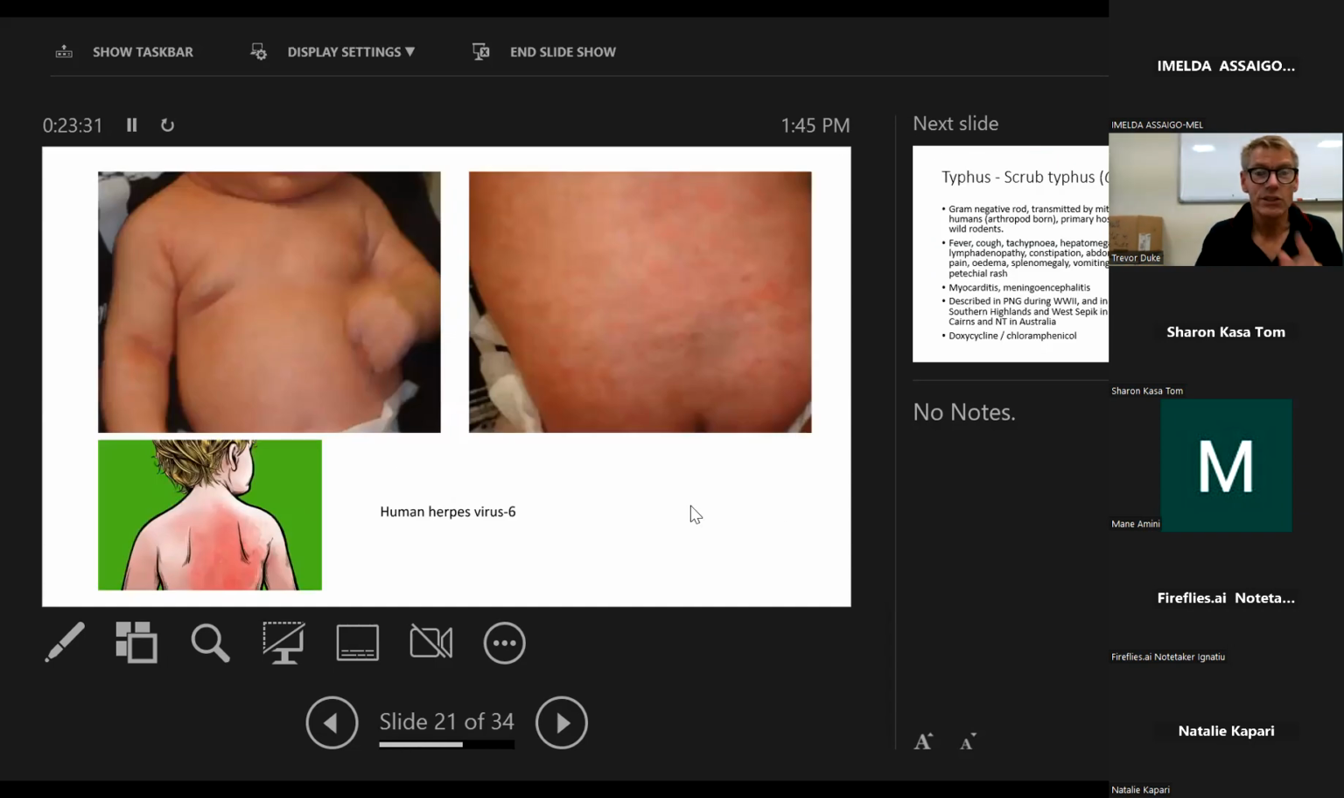This is HHV6. This is the rash. You don't always see the rash. Sometimes it just causes a very high fever, but this is the typical rash of HHV6.